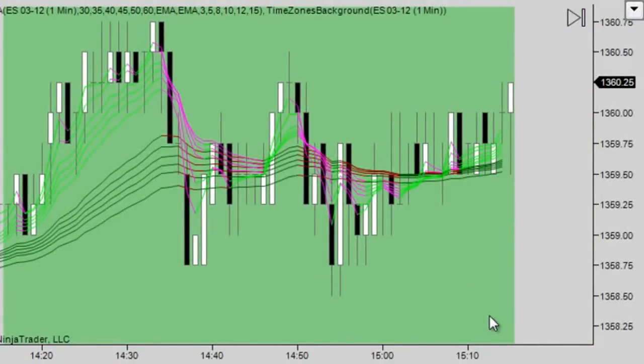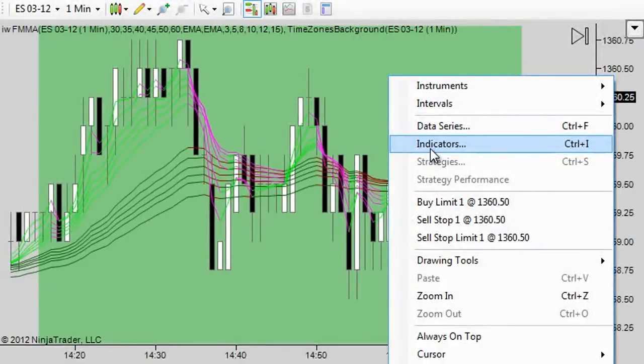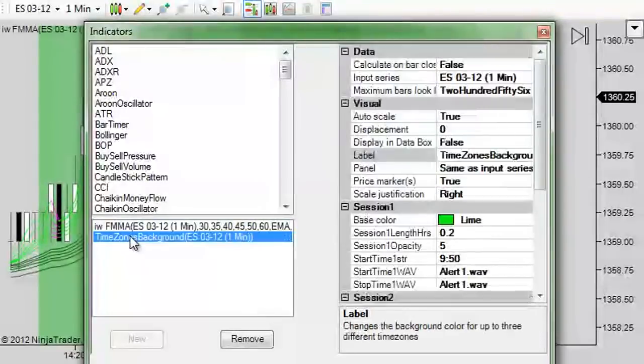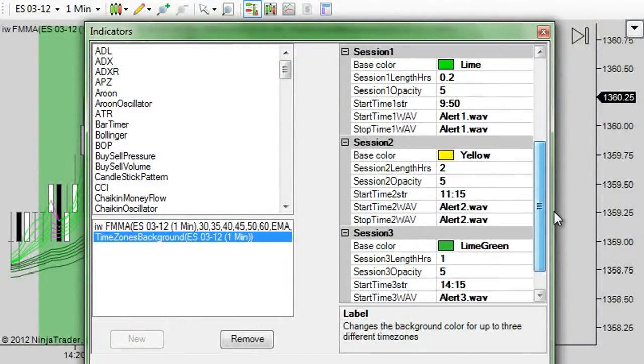The first step we're going to do is we're going to go to our chart, right-click, look for indicator. Here we have our parameters box. We'll highlight the indicator. We'll go to the parameter section, scroll down. We have here 3 different periods that we can configure. You can configure the color, the duration, the opacity, the start time, and audio alerts.